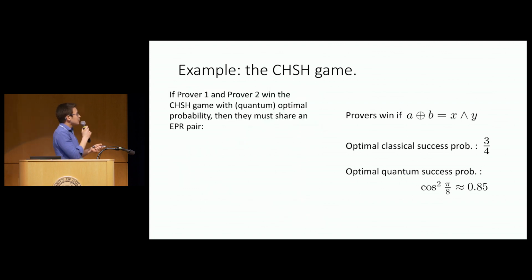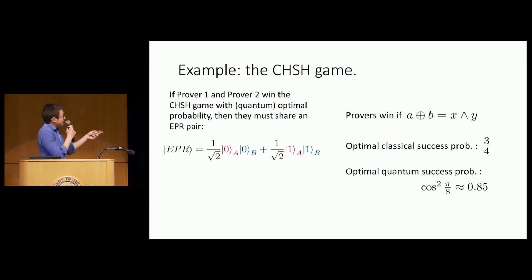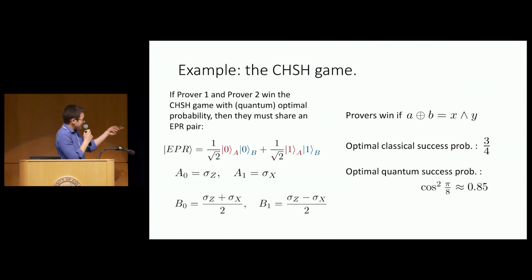And what is important to us is that if the provers are playing a strategy that has optimal winning probability, then they must be sharing an EPR pair. This is the only way that they can do it. They have to have a pair of maximally entangled qubits, and they have to be performing these ideal measurements. It's not important what they are. It's important that they are unique up to local isometries.